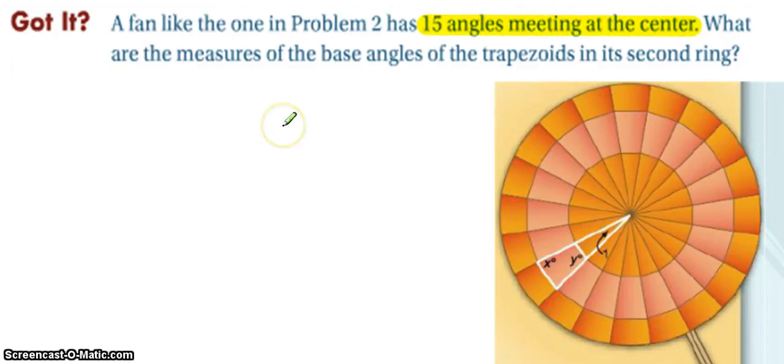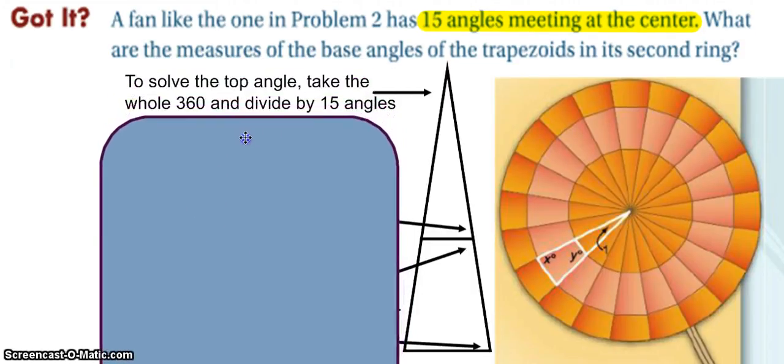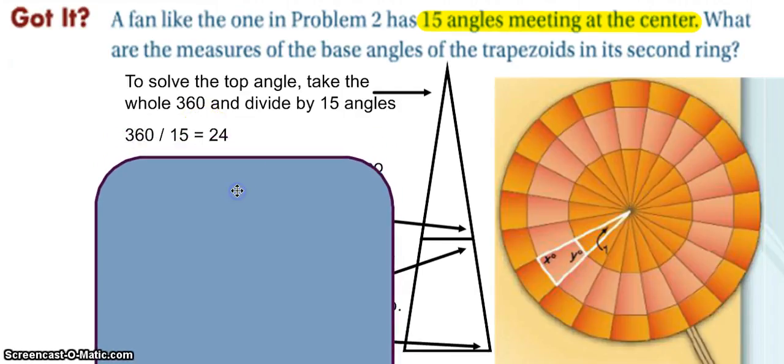What are the measures of the base angles of the trapezoid in the second ring? All right, we've got a lot to discuss here. So what I see is since there are 15 angles in the center, to solve the top angle, or the angle right inside the middle here, we're going to take the whole 360 degrees and divide it by the 15 angles that are in there. So for that, we get 24 degrees, so that would be the measure of the tip of my triangle here.